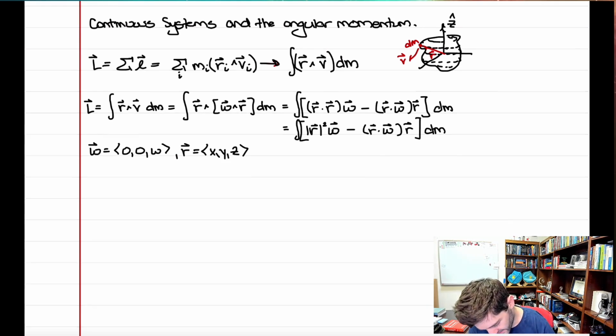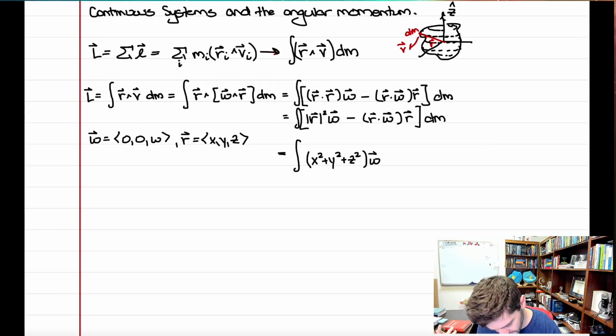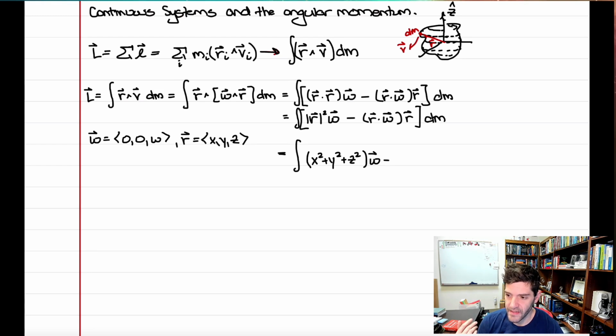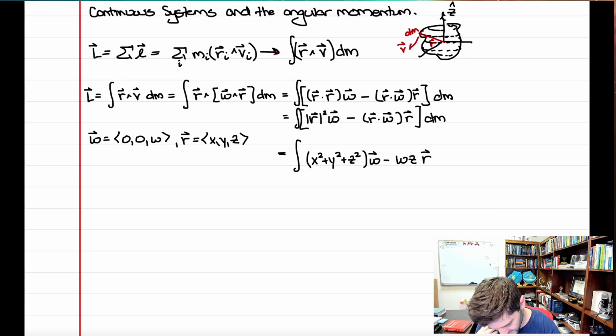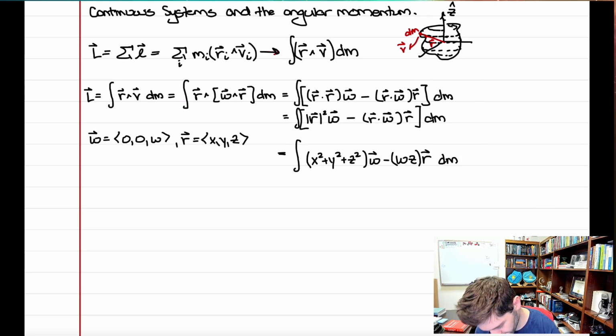and write this now as this integral. Let me skip a line. This integral, let's see, the position squared looks like it's going to be x squared plus y squared plus z squared, all times omega. Well, maybe I'll just leave it as a vector. And then r dot omega means I take the x components, multiply them together, add that to the y components after I multiply them together, and then add to it the z components after I multiply them together, which is going to be the only thing that doesn't have a zero. So then it looks like it's just omega times z, again multiplied by the vector r.